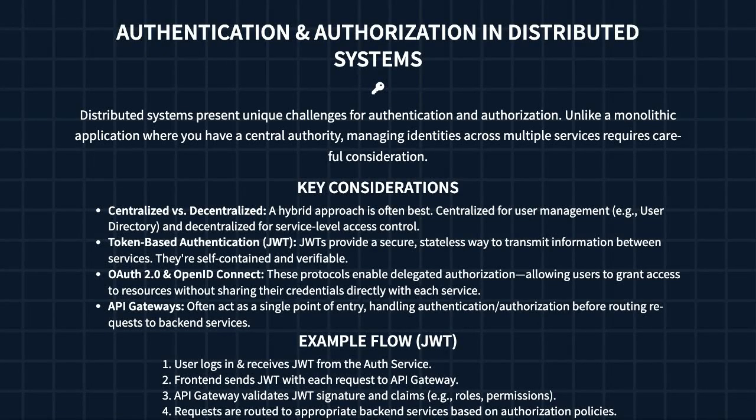Okay, let's talk about how we handle security in a system that's spread out across multiple services. It's not as simple as just one login page anymore. You often need a combination of approaches, like having a central place to manage user accounts and then letting individual services decide who can do what. We frequently use JWT, which are basically digital tokens carrying all the necessary information about the user and their permissions. OAuth 2.0 and OpenID Connect are also hugely important for allowing users to grant access without giving away their passwords.